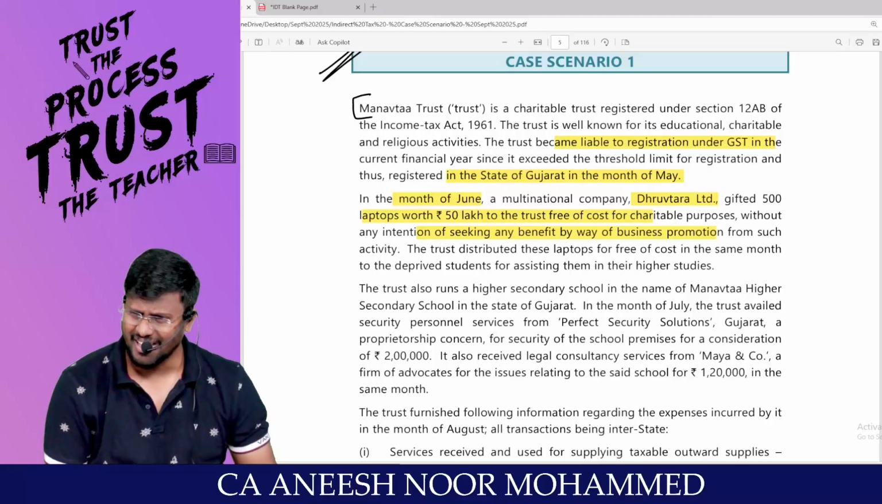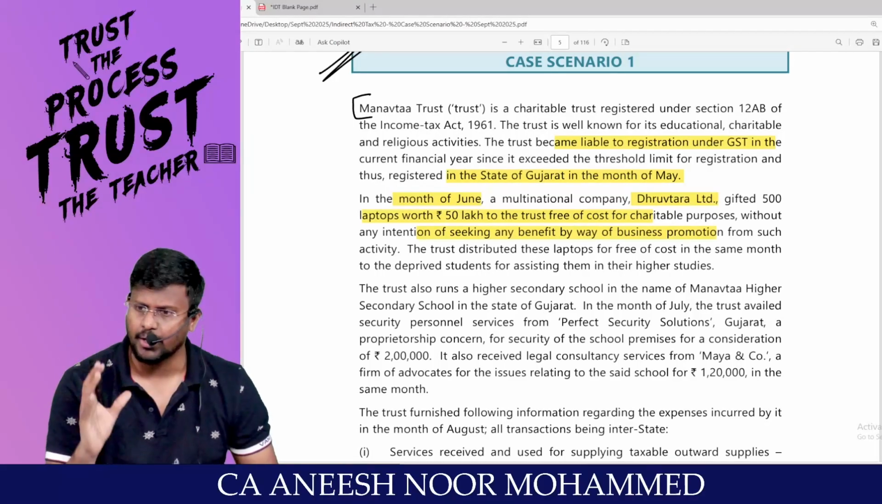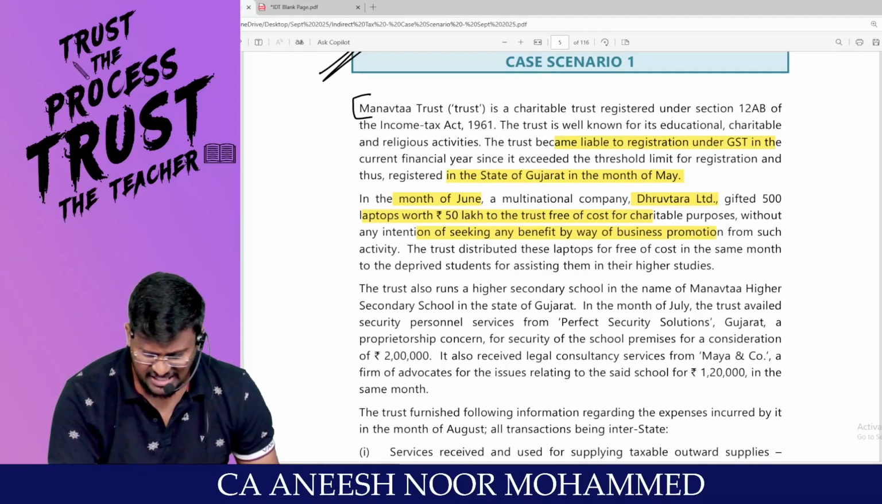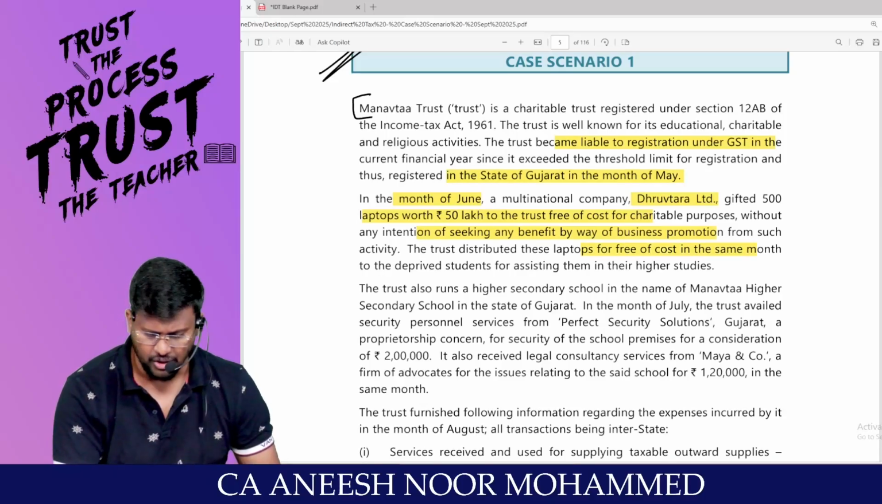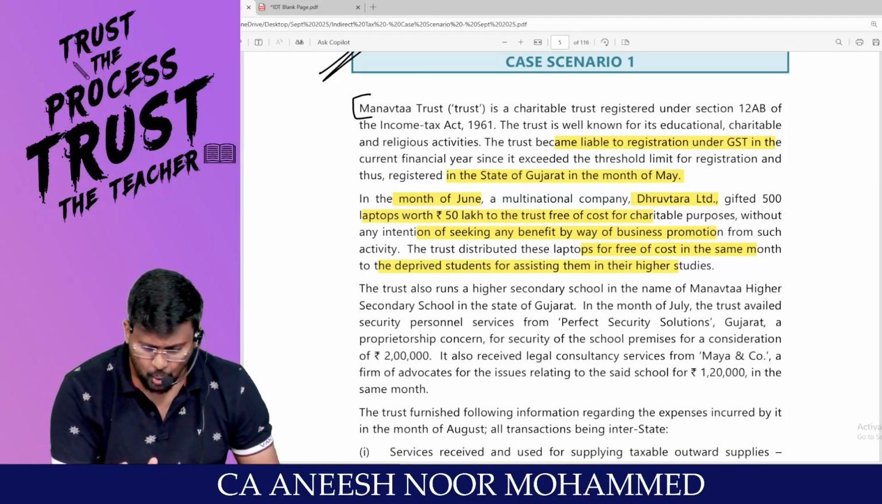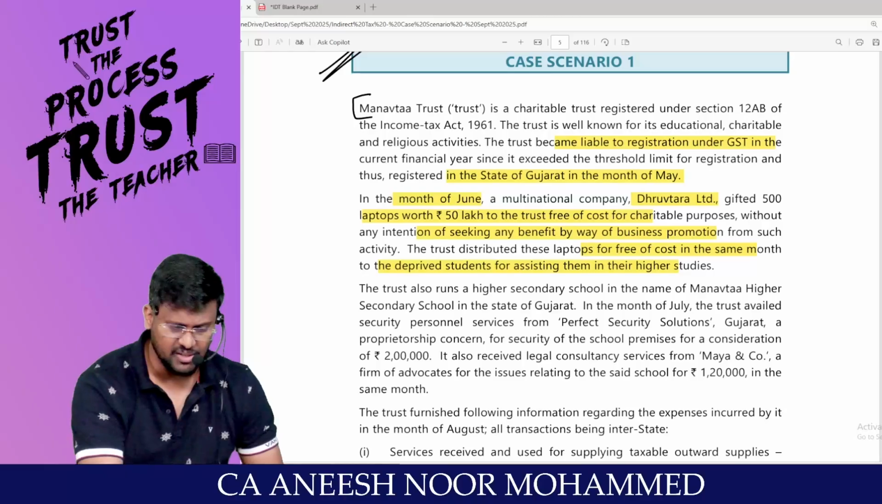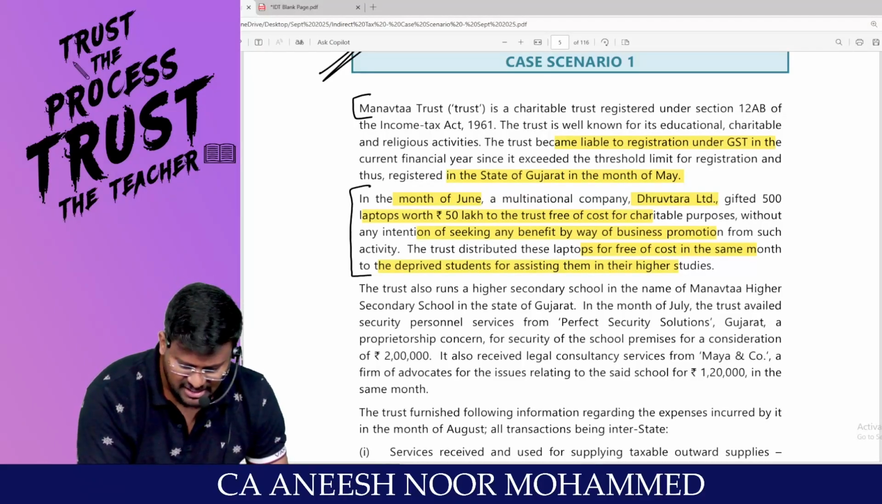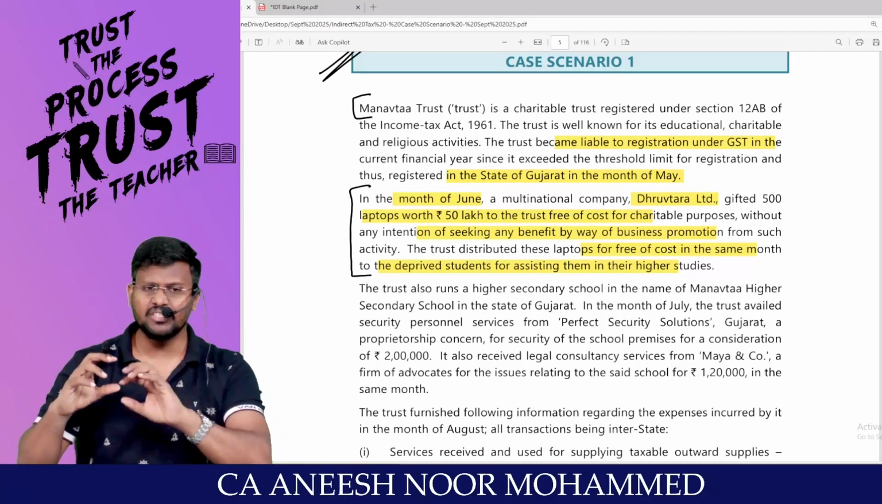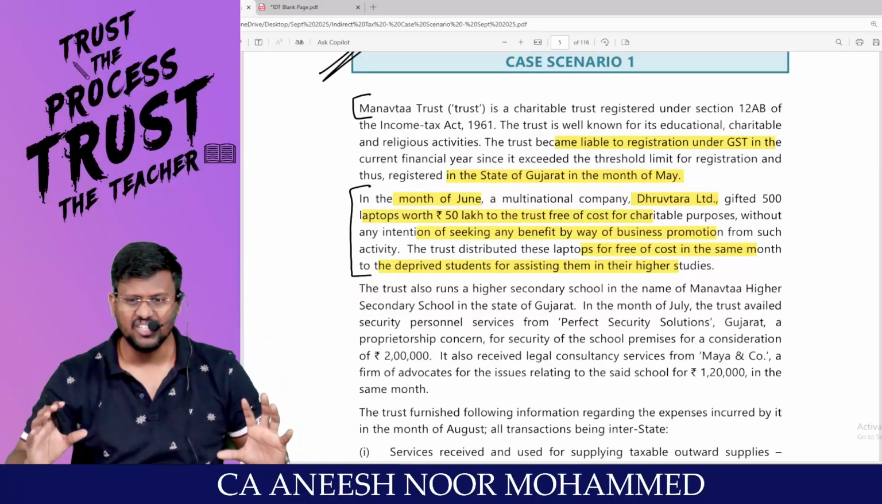Hence, it will not be treated as supply or transaction at all. Are you really with me? The trust distributed this laptop for free of cost in the same month to the deprived students for assisting them in their higher studies. So what the trust has done, trust has just received the laptop and they have distributed the laptop. This is transaction number 1.